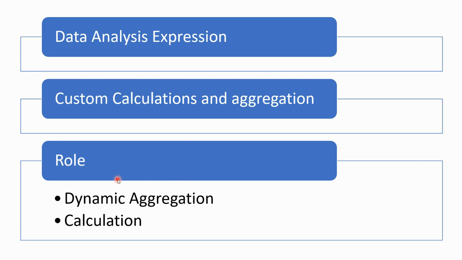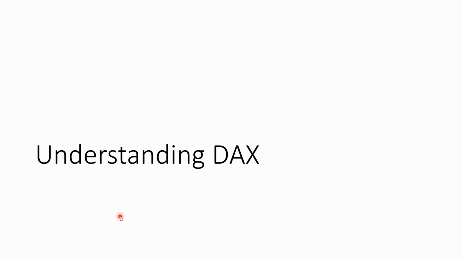DAX allows you to create dynamic aggregations that change based on user interaction and the filter context. For example, if you take a sum of sales for a specific region or time period, that updates as users apply different filters. Another important role of DAX is calculation. It is used for a wide range of calculations, from basic arithmetic to complex statistical operations. For example, if you want to calculate year-to-date sales, percentage growth, or moving averages, you can definitely go ahead with a DAX function.